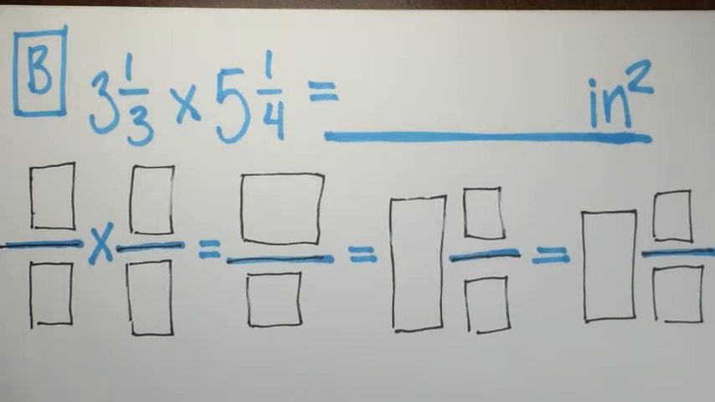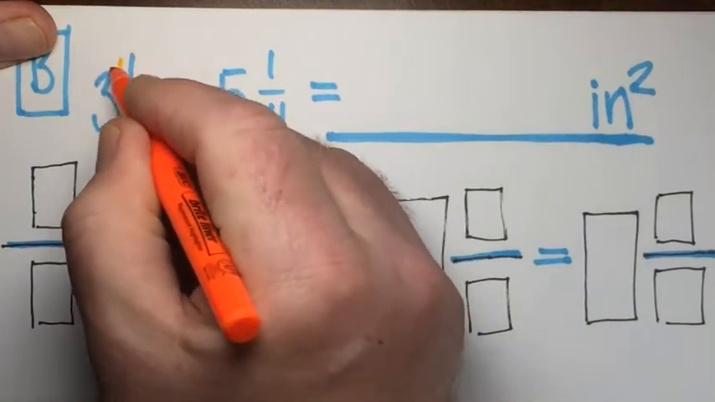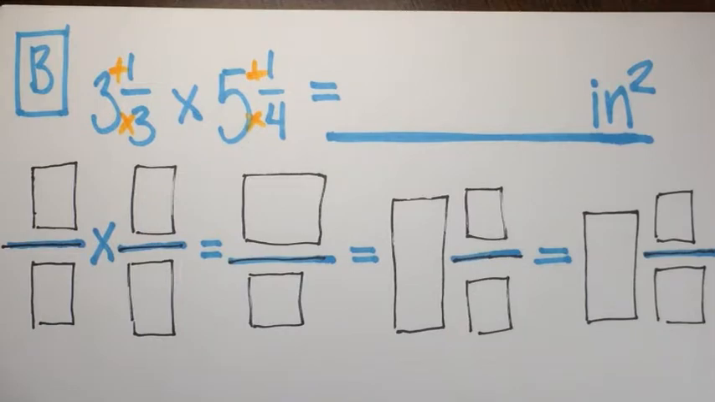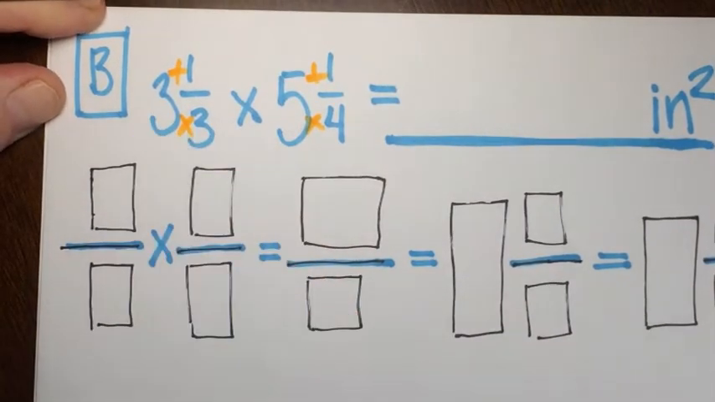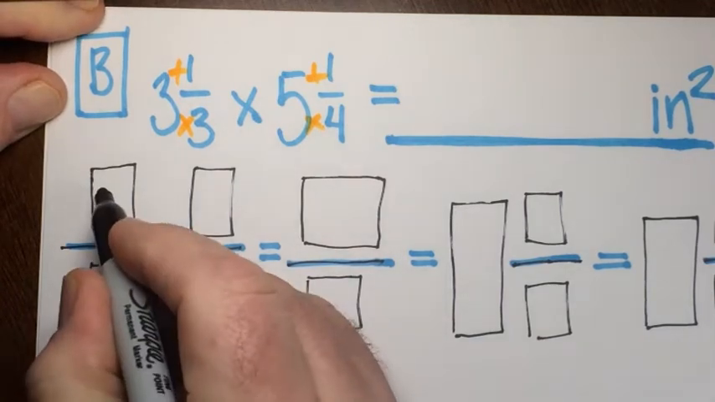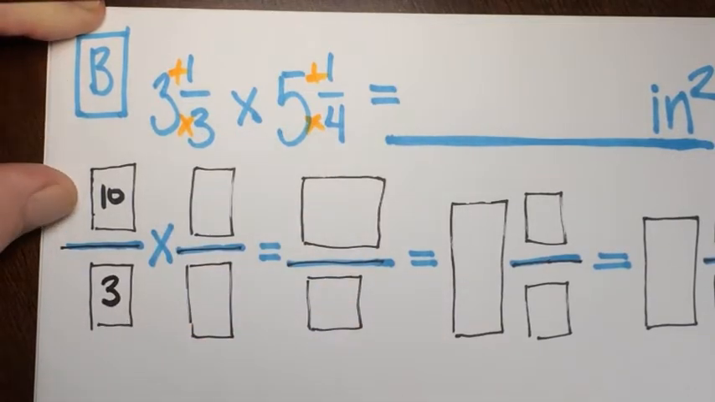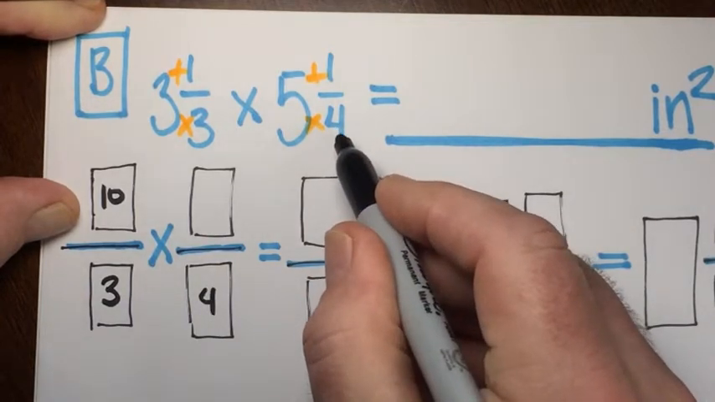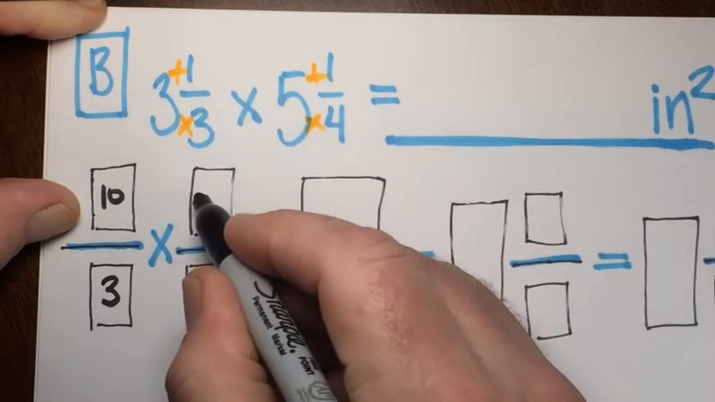So we do the same thing as last time. We're going to multiply and add to get our improper fractions here. So 3 times 3 is 9. 9 plus 1 more is 10. We'll put a 10 here. These are going to be thirds still. We'll keep them at thirds. These will be fourths down here because they're fourths. We need to find out how many fourths are in this number here. So 4 times 5 is 20 plus 1 is 21.